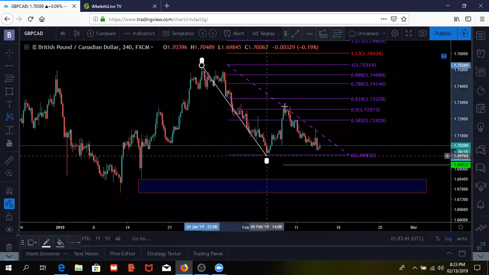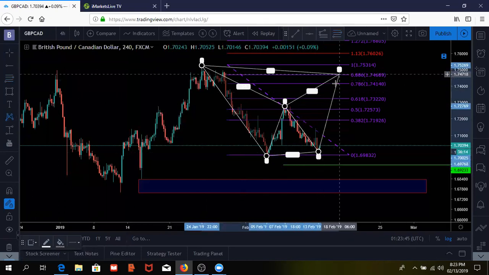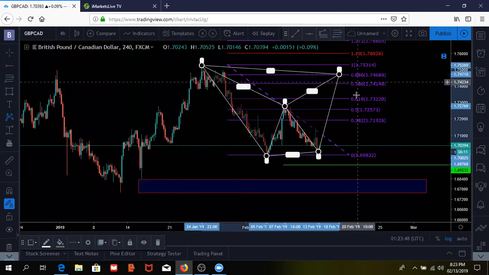X to A to B, B to C, C to D. So this is another move right here that we can potentially have our eyes on. So this pair might keep us busy. Like I said, we just wait and react to whatever it does.